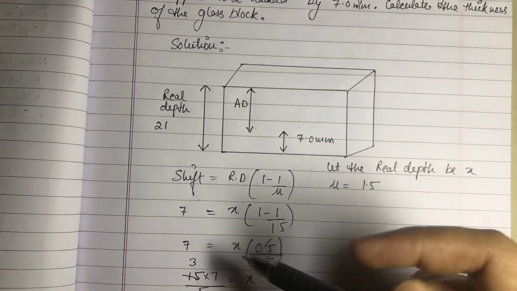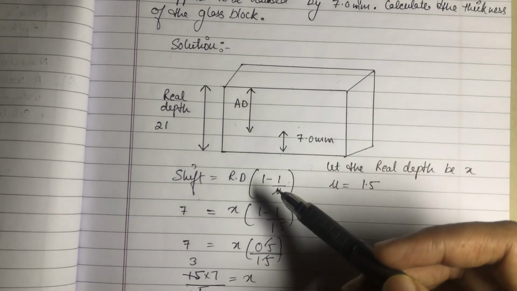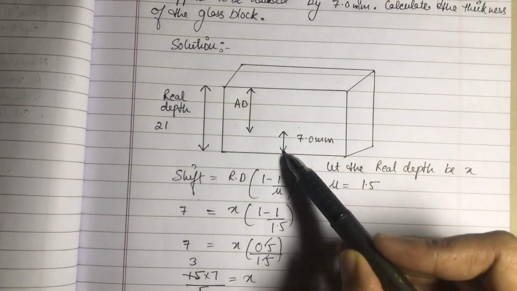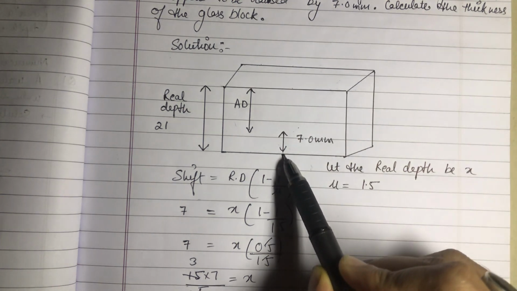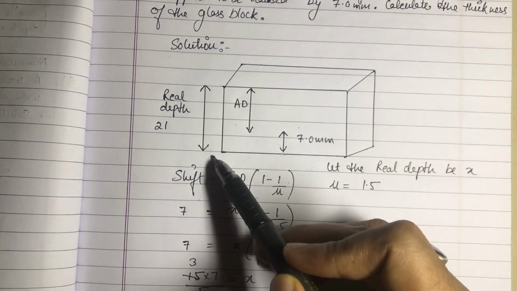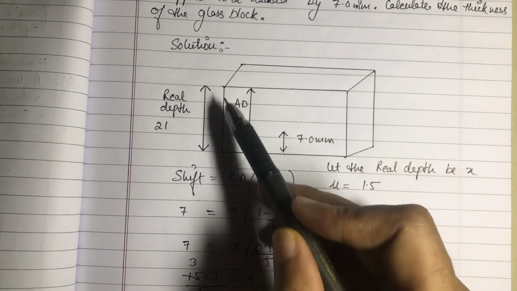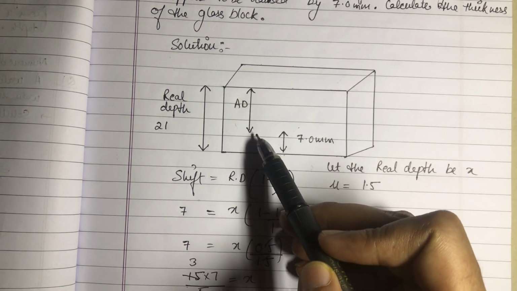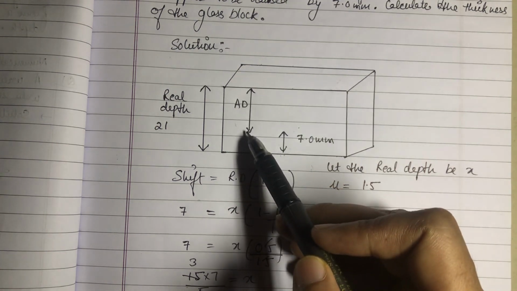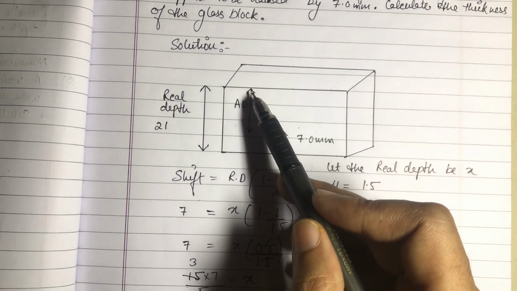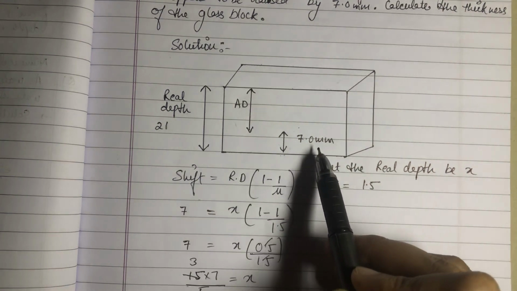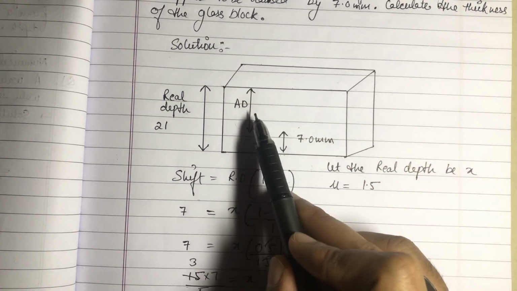One more thing that is not asked in the question, but you can see this is the shift. The stamp was kept over here, so the real depth, that is the thickness of the glass block, is 21 millimeter. This we have calculated. One more thing you can calculate is the apparent depth, what it appears to us. Obviously that will be 21 minus 7.